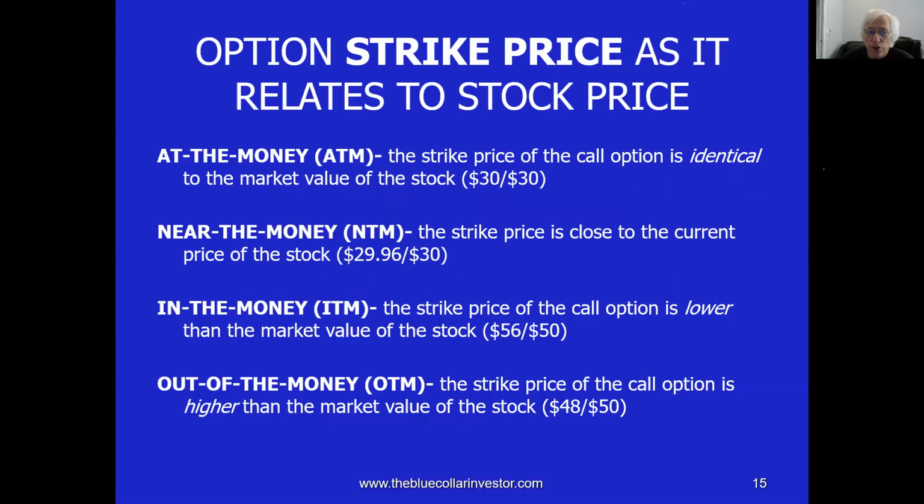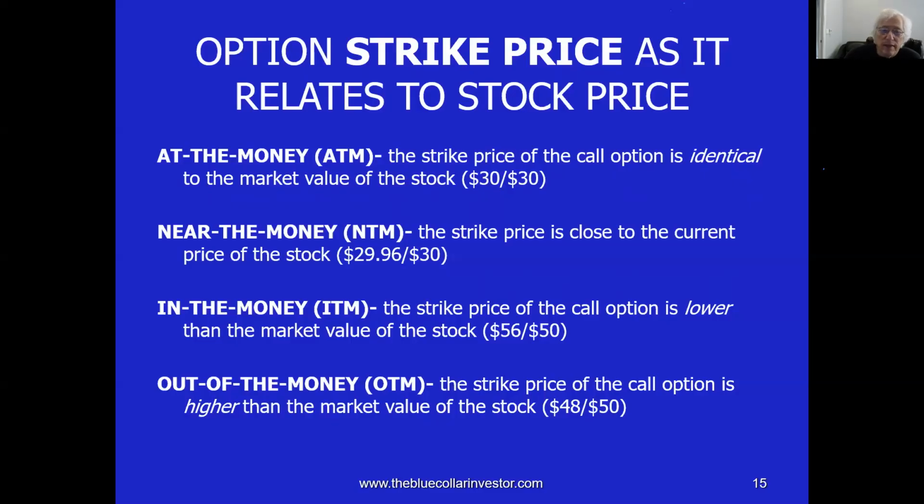Now, the next 4 definitions relate to the option strike price. Remember, that's the price we're agreeing to sell our shares for as it relates to the current market value of the stock. And we have 4 definitions. 2 of them are very similar. Let's start with at the money. At the money is where the strike price, the price we're agreeing to sell our shares for, is the same as the market value of the stock. So, for example, if a stock is trading at 30 and we agree to sell the $30 call option, that strike price is said to be at the money.